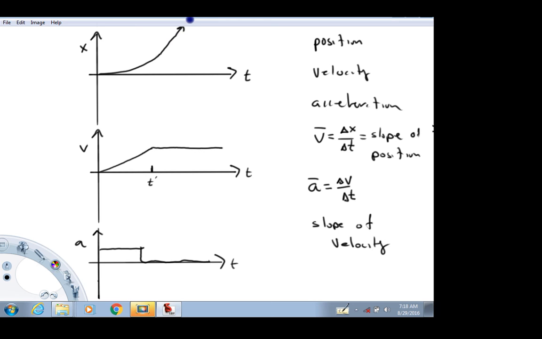So again, this was just an example. This example is just meant to conceptually talk about the relationship between position, velocity, and acceleration. It's important to conceptually understand how these graphs are related before we can attach some mathematics to these graphs and use them to solve problems.